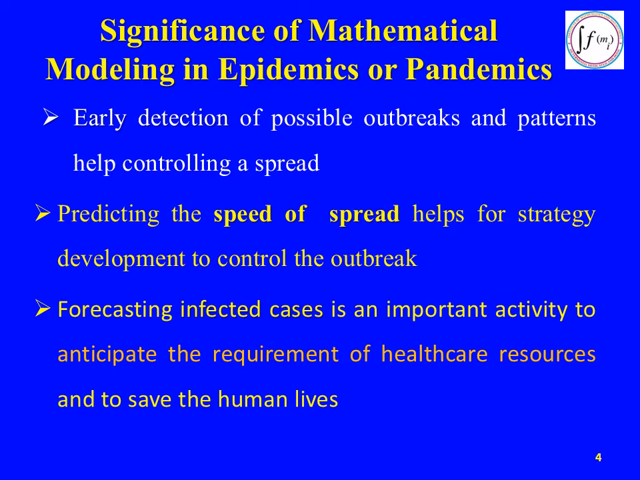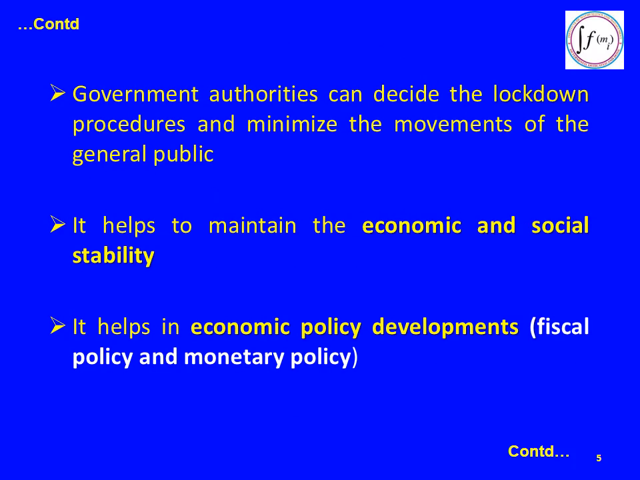Why is mathematical modeling important in defeating epidemics or pandemics? First reason is these mathematical models help in understanding the patterns. Early detection helps controlling the spread, and forecasting helps governments and healthcare services anticipate the requirements of healthcare resources, and it will help saving human lives. Also, government authorities can decide the lockdown procedures, and governments can make use of them for economic policy developments.